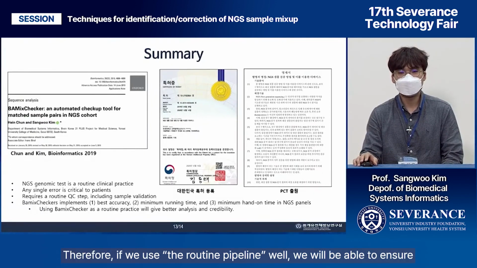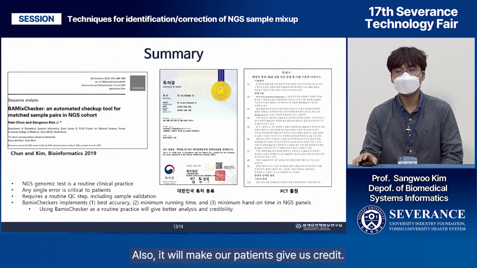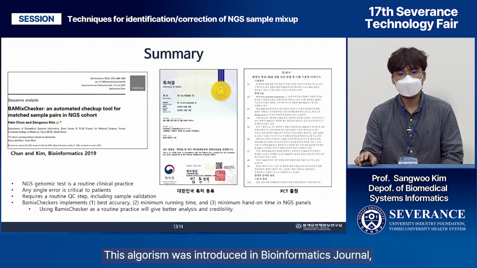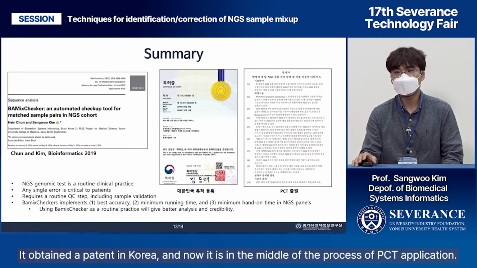So, we can say we now have all the tools we need to make a routinely standardized analysis. Therefore, if we use the routine pipeline well, we will be able to ensure accuracy in NGS clinical examination research. Also, it will make our patients give us credit. This algorithm was introduced in Bioinformatics Journal, one of the top journals in the bioinformatics field, in 2019. It obtained a patent in Korea, and it is now in the middle of the PCT application process.